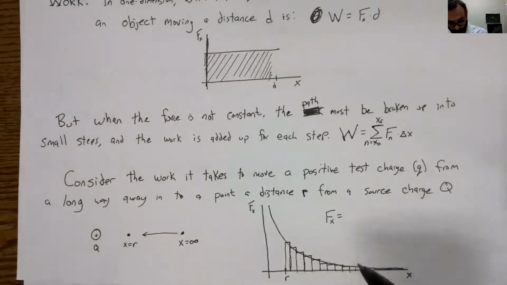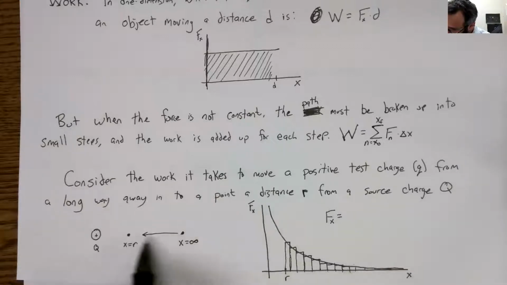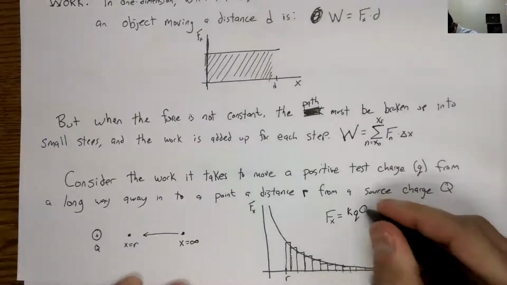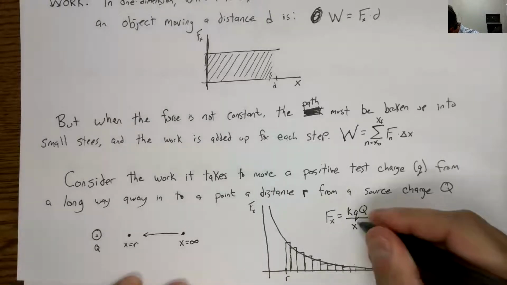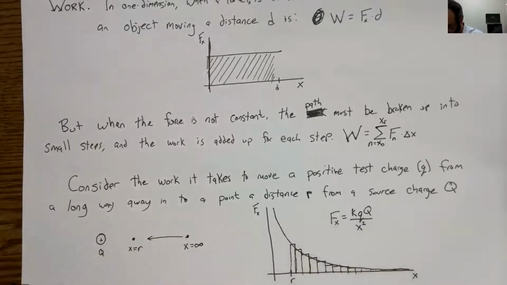So maybe you can remind me, what's the force going to be at any given point x on the test charge? We're using Coulomb's law. What is Coulomb's law? K times Q times the other q, the test charge, over the distance squared. In this case, our distance is just x, right? We're just looking along the x-axis, one dimension. So that's going to be our force there.